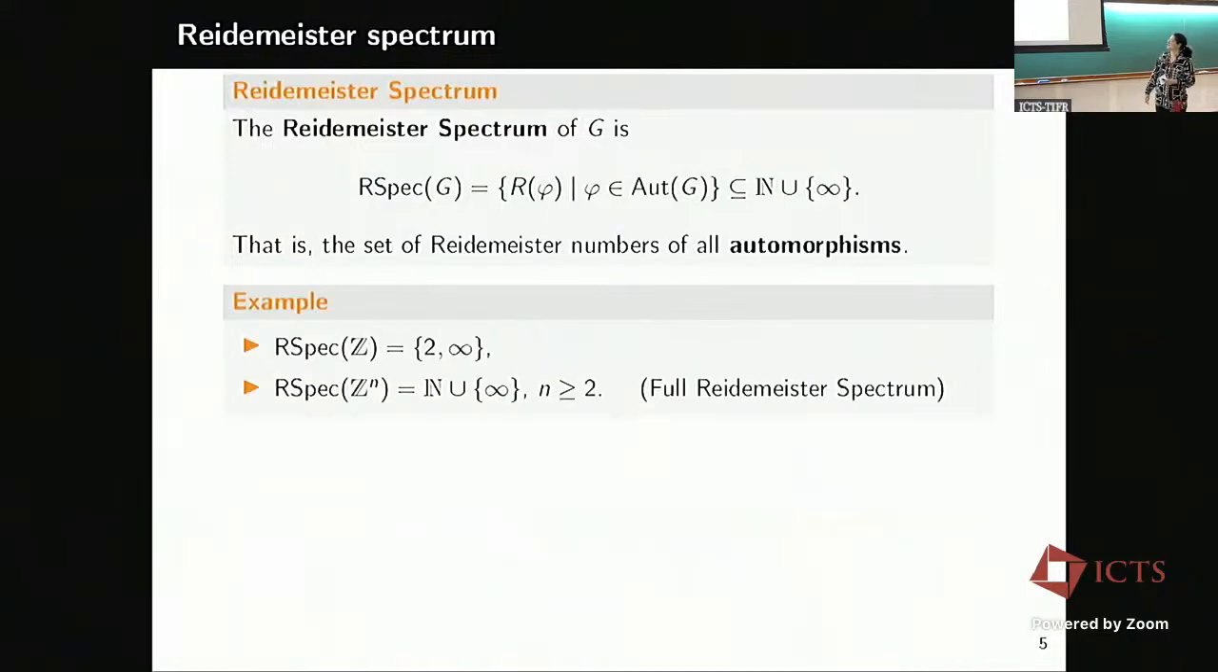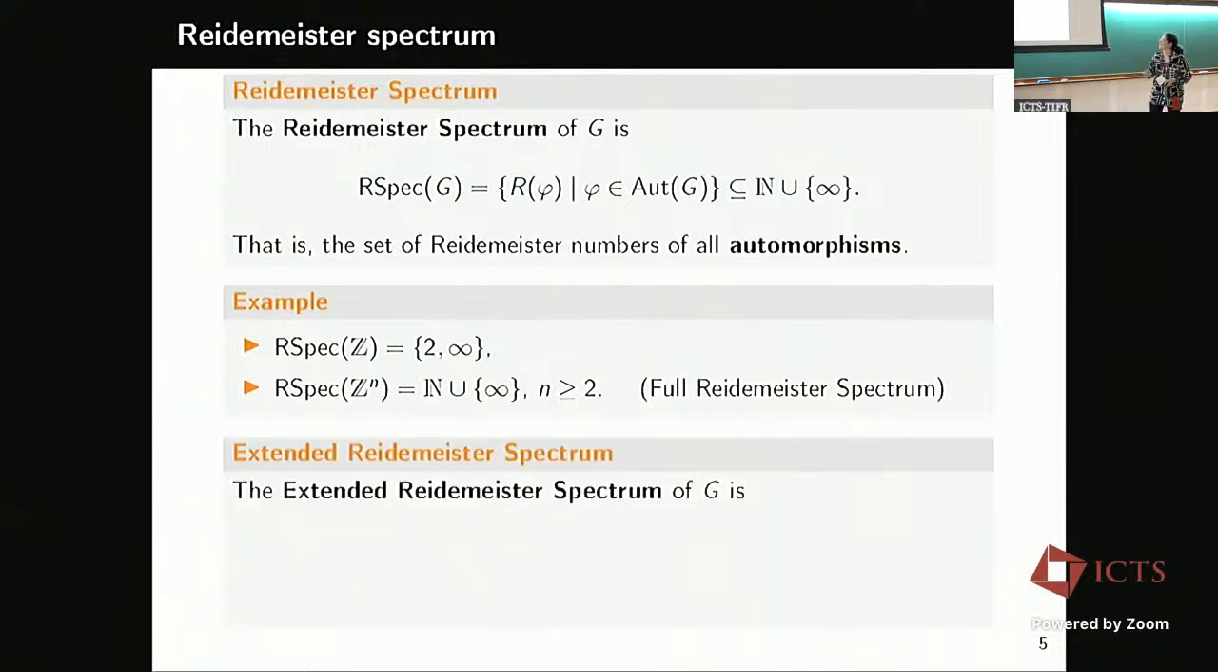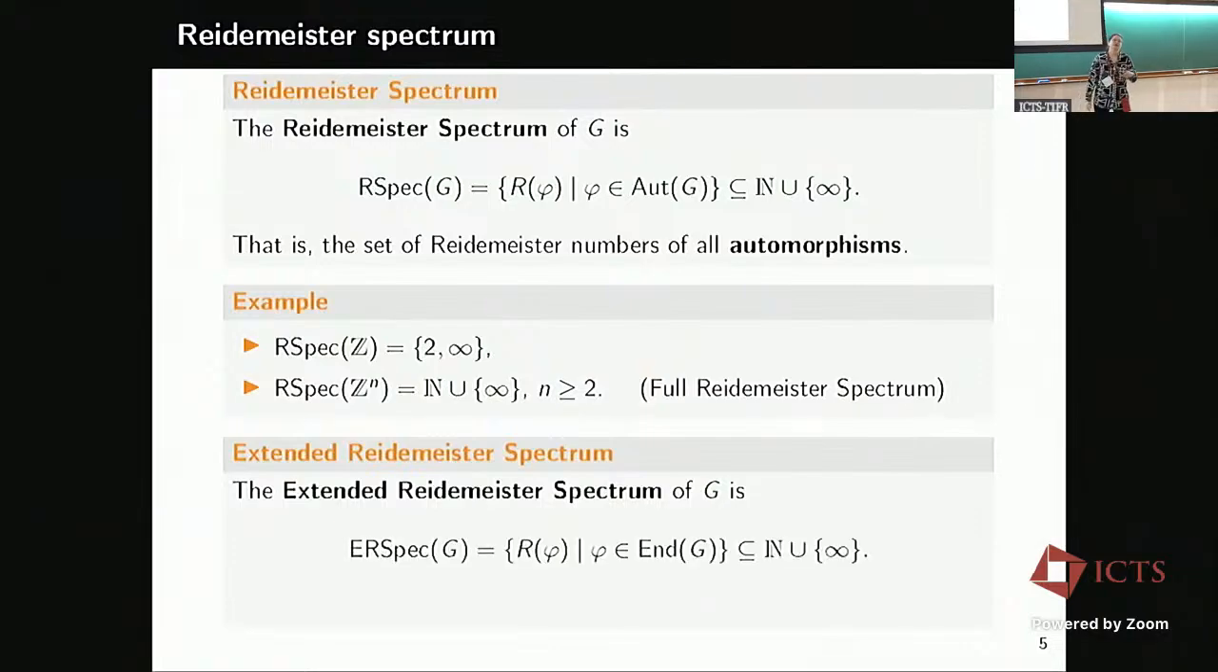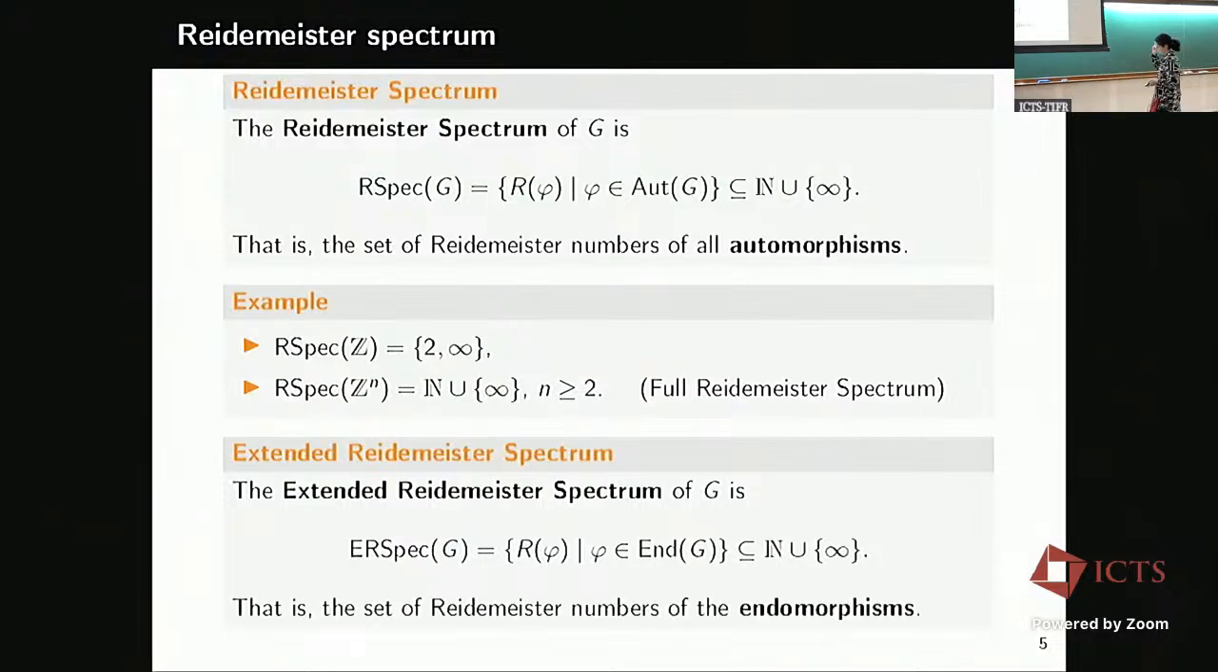Of course, this is very rare. Most groups don't have full Hadamard spectrum. But we also have this concept of the extended Hadamard spectrum. If you're interested in endomorphisms, as I am more generally than automorphisms, you can also define the extended Hadamard spectrum. It's the same story, but now it's the possible Hadamard numbers when you consider all endomorphisms instead of automorphisms.